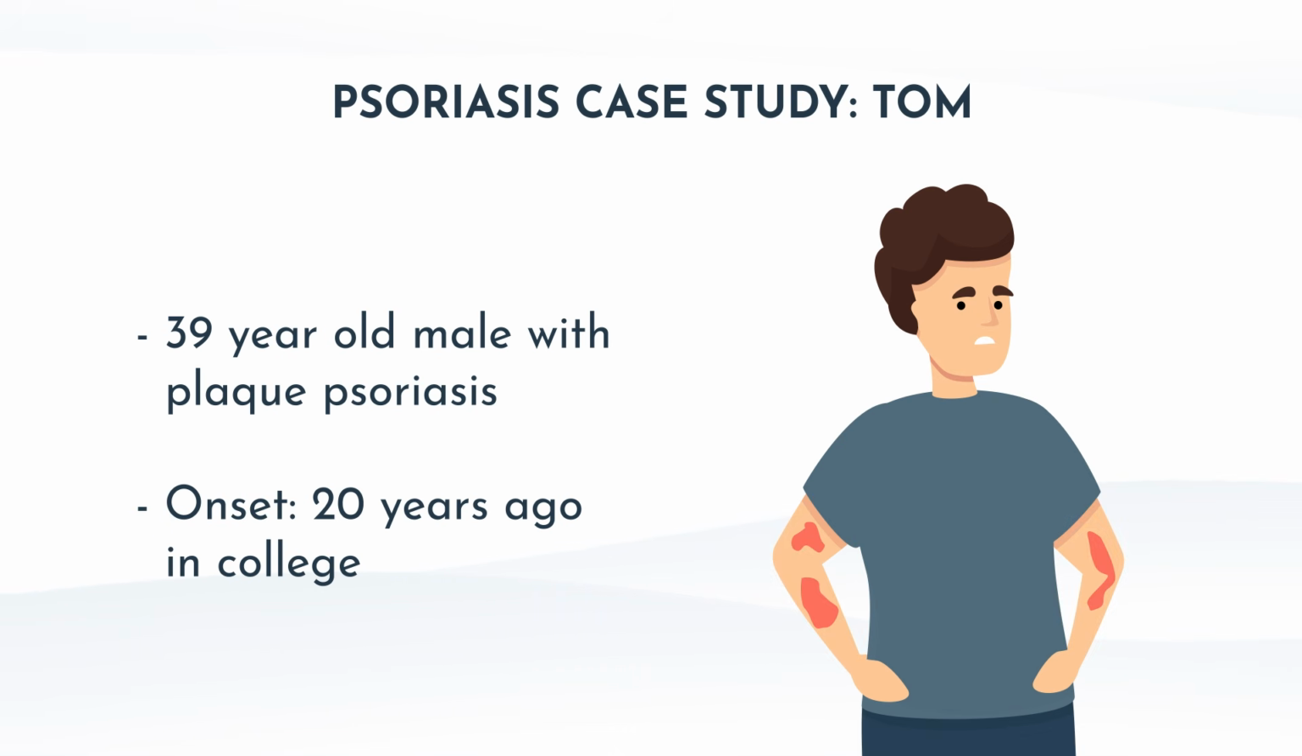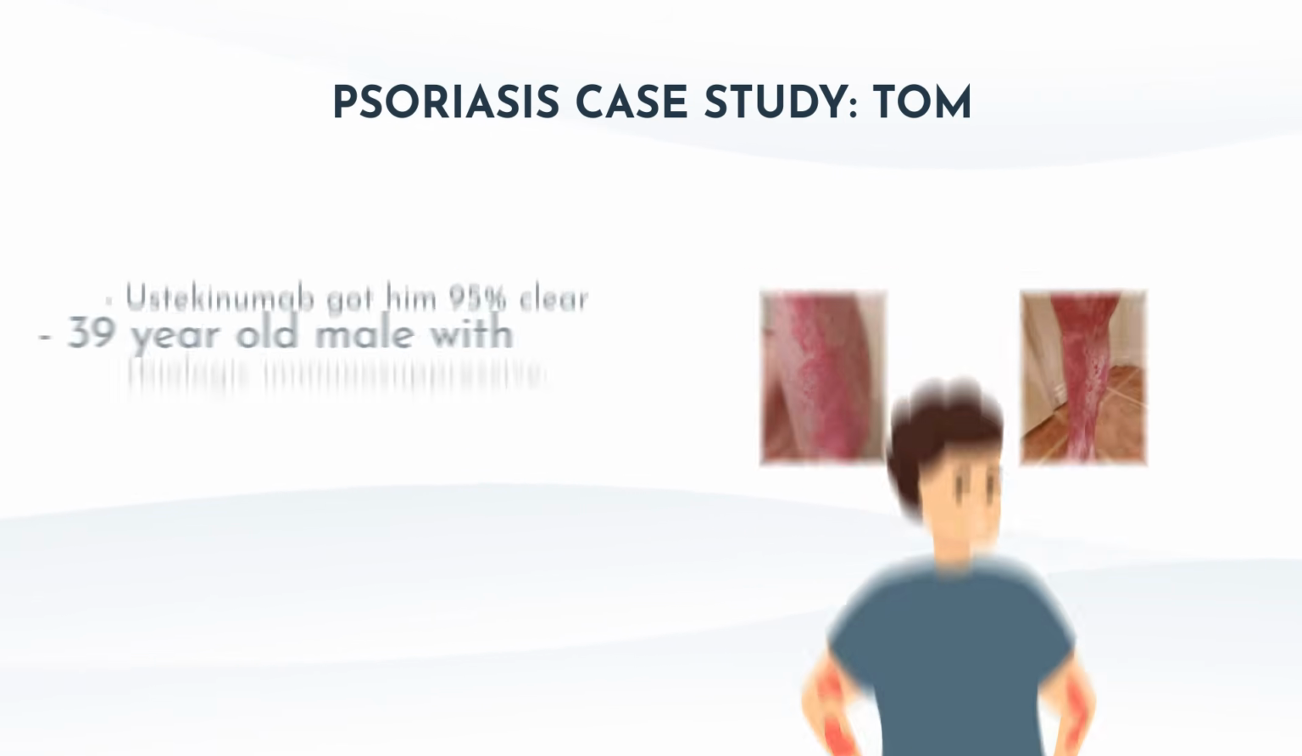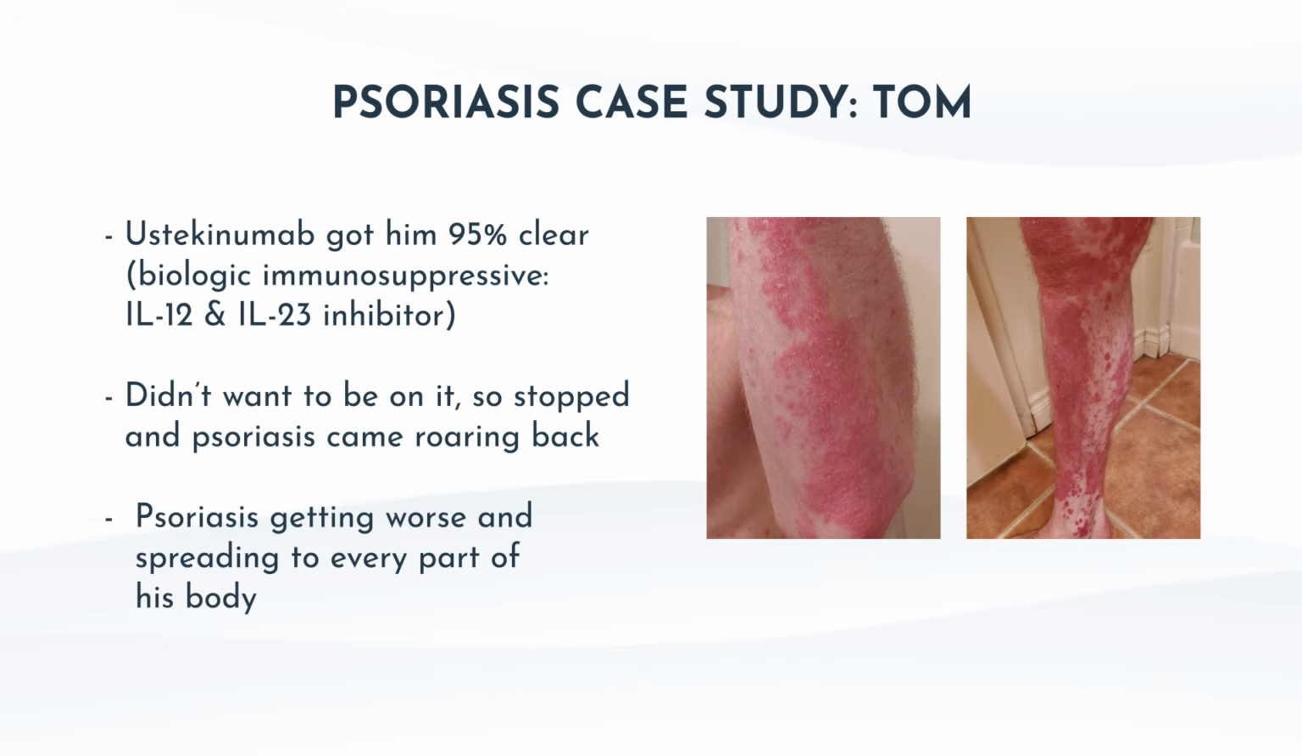So for our second case, we're going to look at a case of plaque psoriasis. So this is Tom. Again, we're calling him Tom, not his real name. He's a 39-year-old male with psoriasis, and his onset was 20 years ago in college. He was on one of the biologics, ustekinumab. It did get him 95% clear.